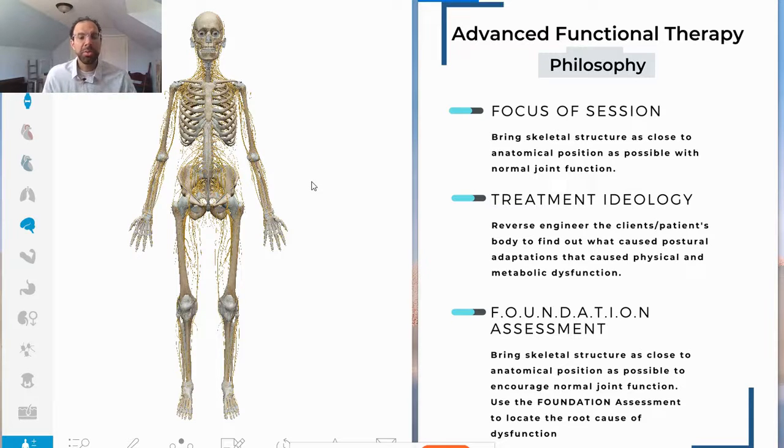So we are working together with the body, with the human, to get the best outcome and get the best plan. So in the next series, we will break this foundation assessment down.